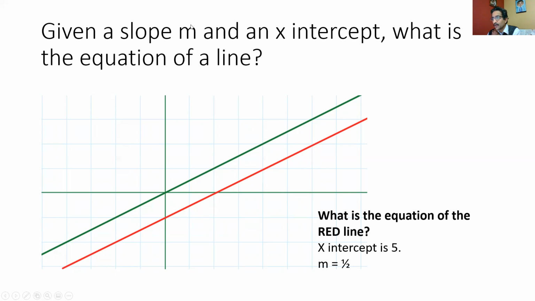So given a slope m and an x-intercept, what is the equation of a line? We don't have x. We can pull any point, right? If we put 2, it'll be 0 because the red line is going through the 0. When x is 2, y is 0. When x is, say, 4, y is 1 in this case, right?